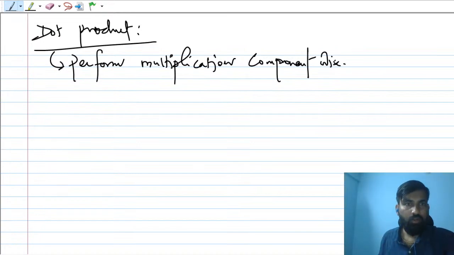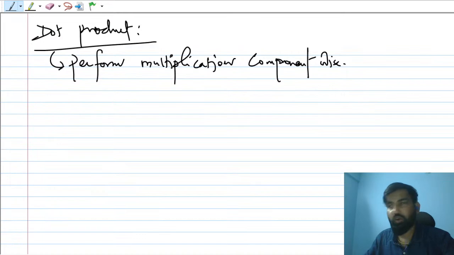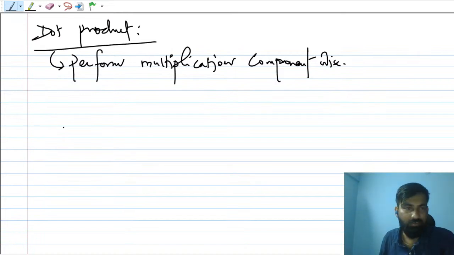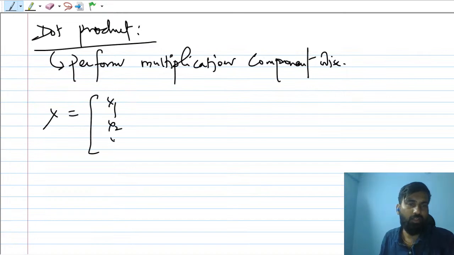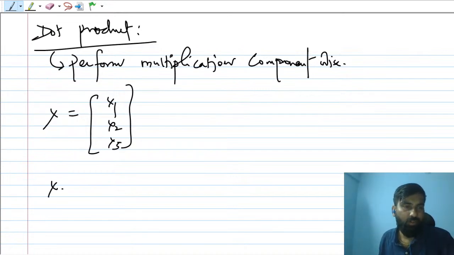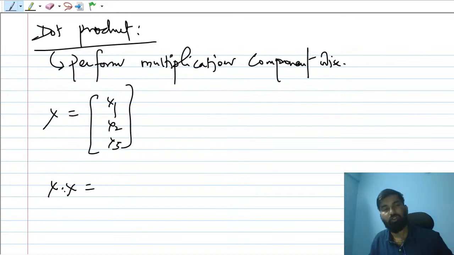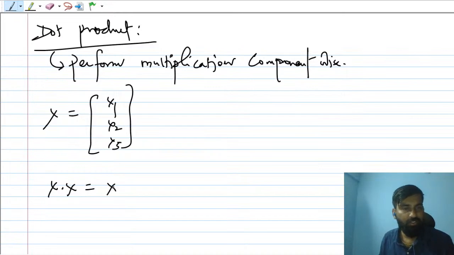Okay, or what you can do, suppose you want to find the dot product with the same vector, right? Suppose we have been given the x vector, that is x1, x2, x3, and you want to find the dot product with itself. So you want to find x dot x. What is the meaning of x dot x? You can't directly multiply these two vectors. What you can do is, it will be equal to x transpose x.